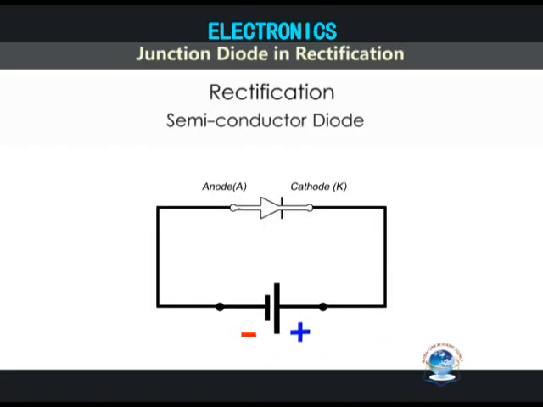When reverse biased, the diode does not allow flow of current, and that is because the anode is at a low potential and the cathode at a high potential. In this case, the diode acts like an open switch.